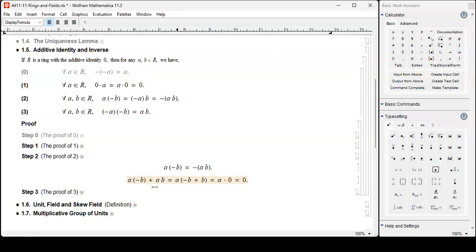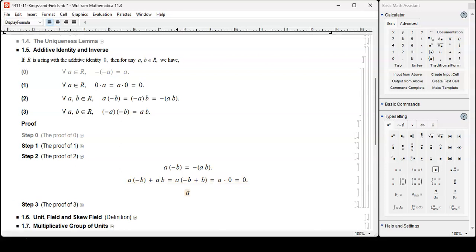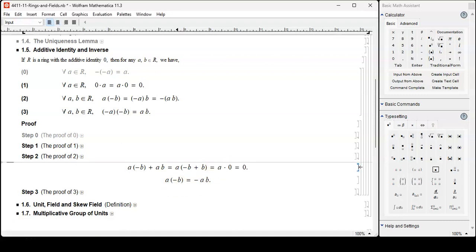So flip this to the other side. A times negative b plus a times b minus a times b is 0 minus a times b. And this is 0, right? So that just goes away. And 0 minus of that, okay, all right. Yep, flip this to the other side. That's the proof. So that's what we wanted. And that's the proof.